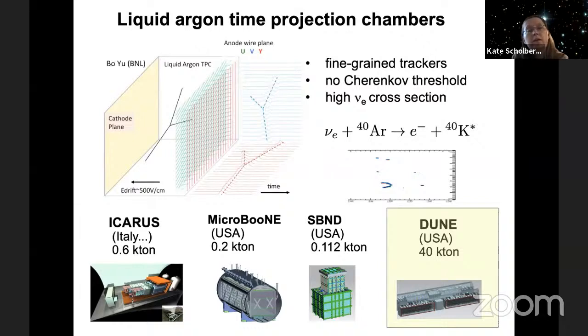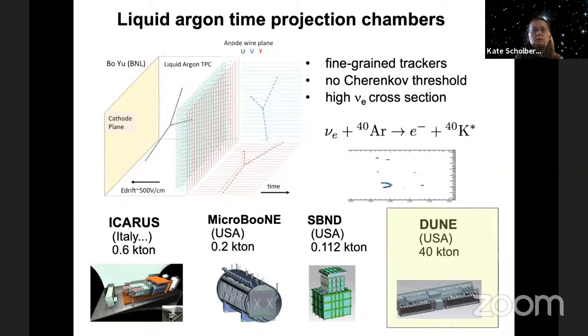But so the idea is here, if you get a particle and it deposits some energy, if you have some sort of interaction that's happening and you get charged particles that are depositing energy via ionization along their tracks, you have a big volume of very pure argon with a very large electric field across it. And the ionized charge, the electrons coming from the ionization, will drift along the electric field.